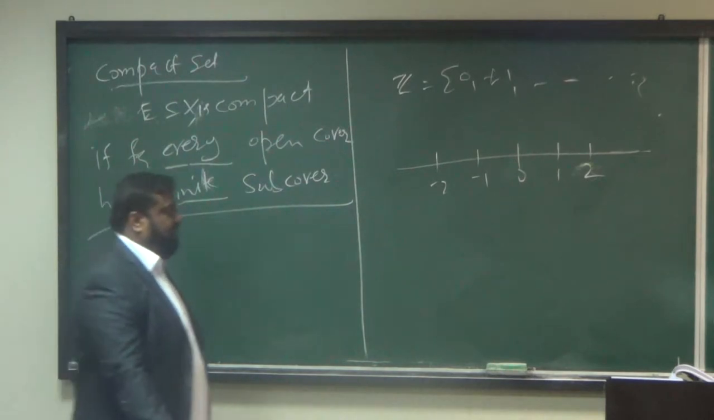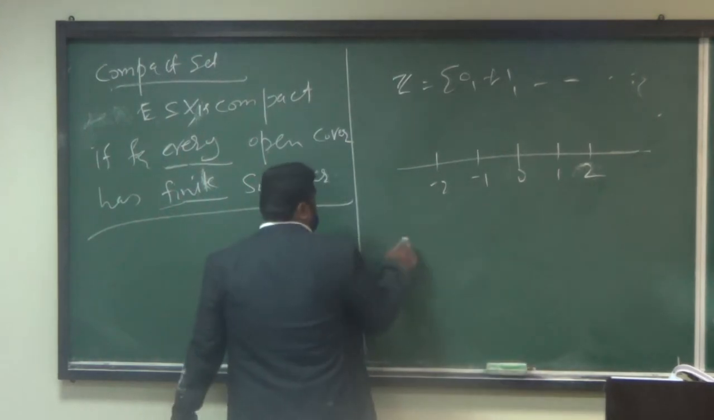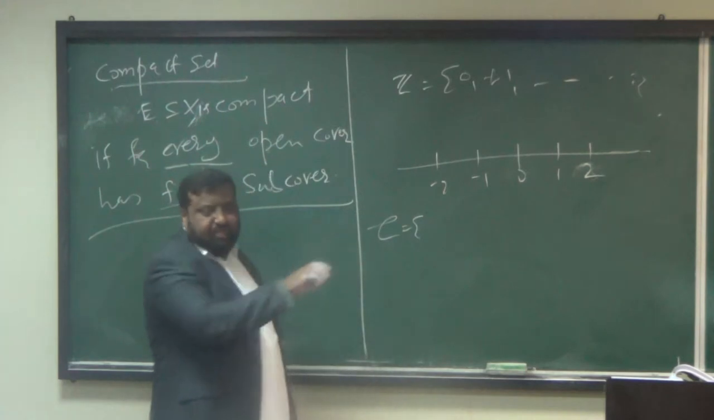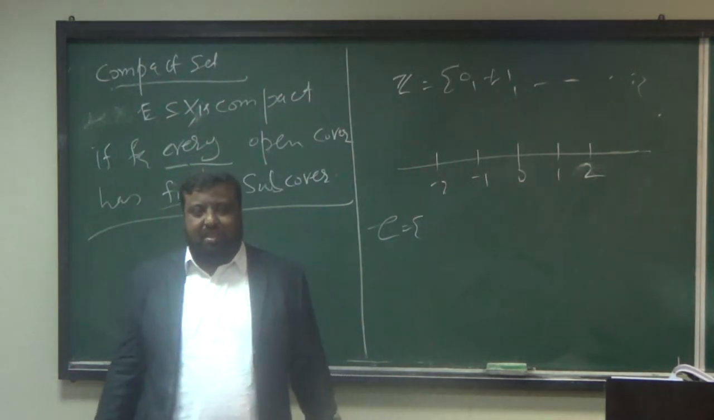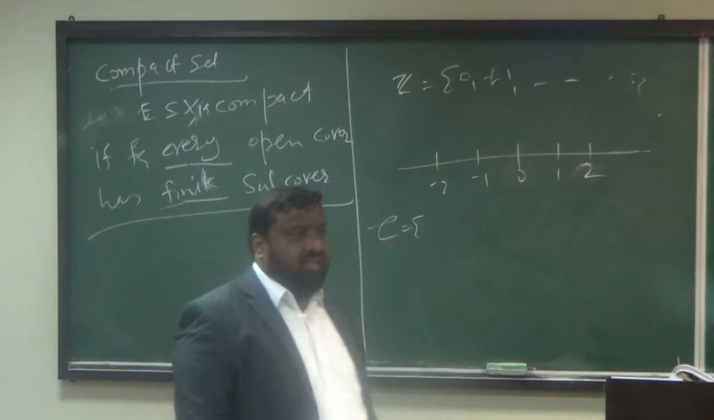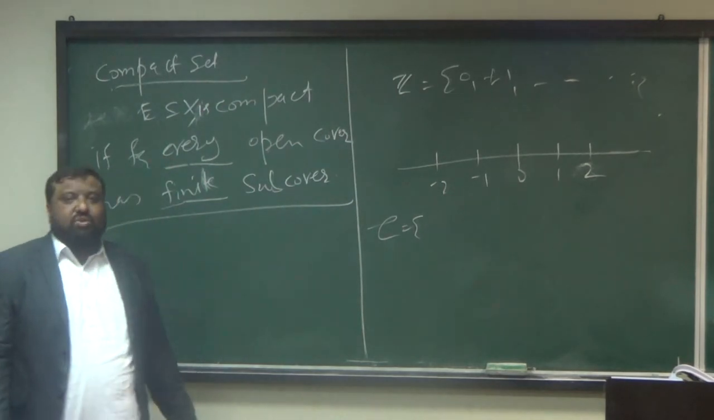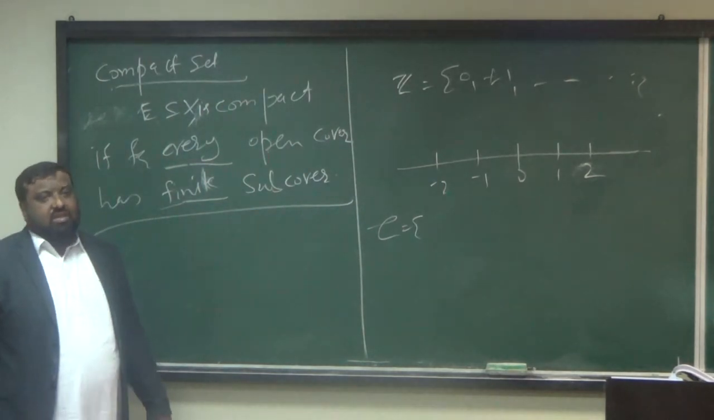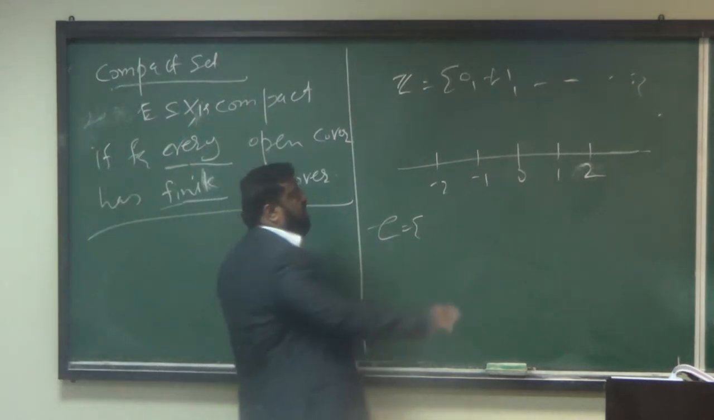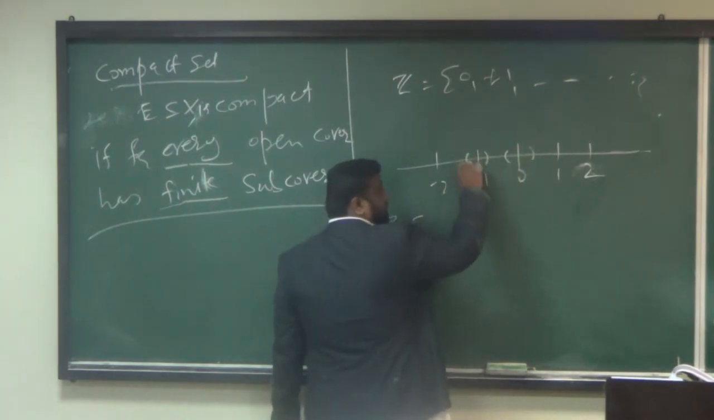So give me a cover for this set. This one is big, but I want to think something other than this. What should I take? Just take the picture and think about it. What is the thing that is going to cover this whole set? Which open intervals are going to cover this whole set? How about drawing a small ball of radius epsilon on each of the numbers?